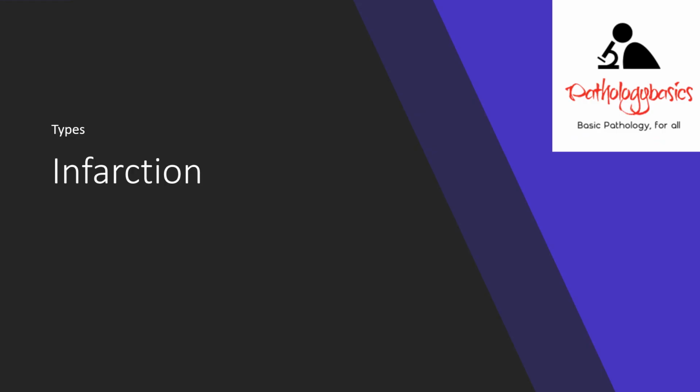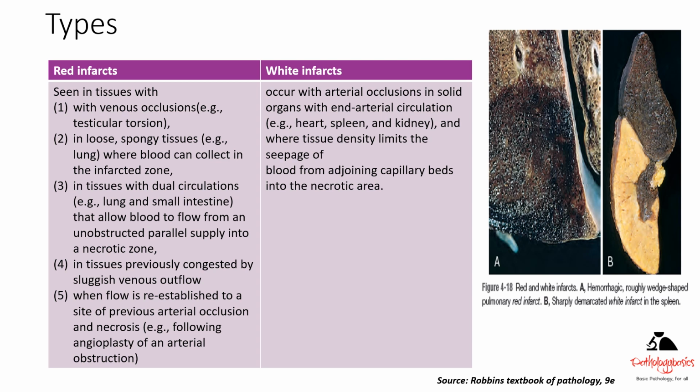What are the types of infarction? So we divide infarcts into various types. First division is into red and white infarcts. White infarcts are seen in solid organs with end arterial circulation. That means these are the organs which receive blood supply through a single artery, and the development of collaterals is very less. The best examples are the heart, spleen, and kidney. They are end arterial circulation organs. We can see over here, this is a white infarct.